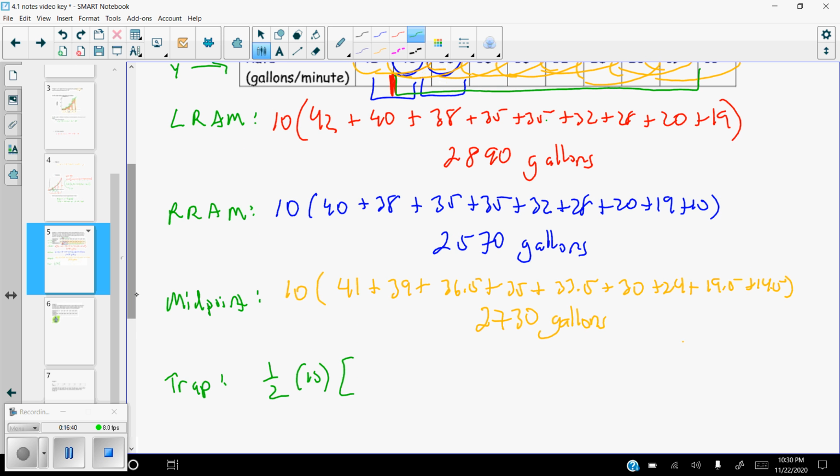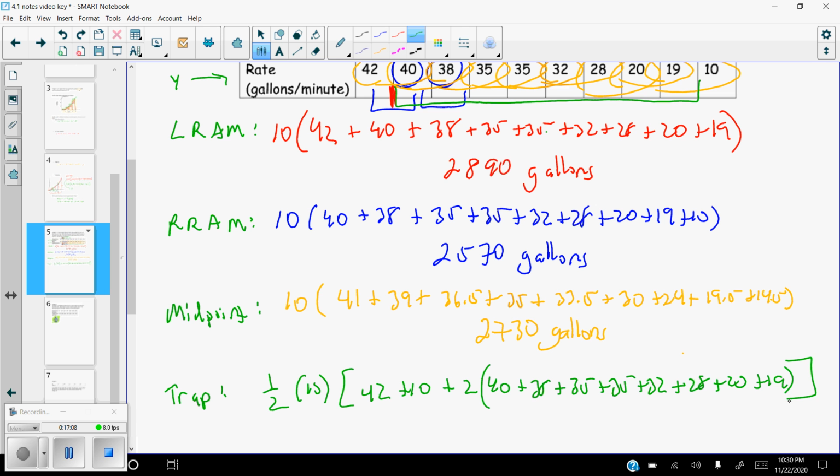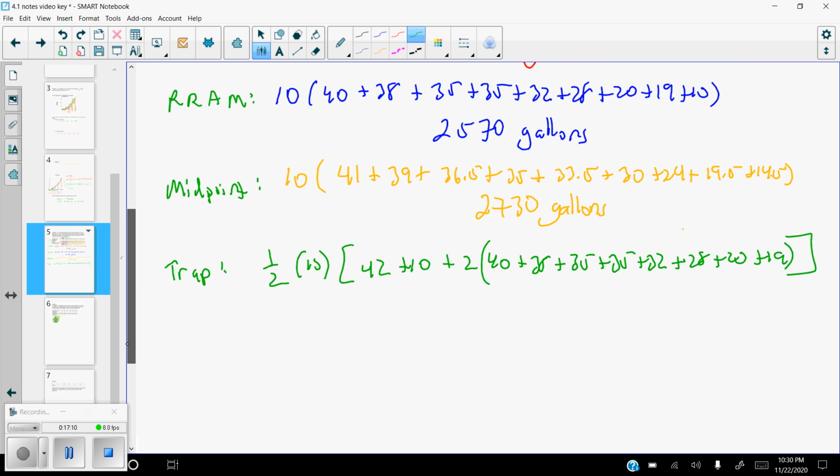So let's see if I can fit all this on the same thing here. So it looks like 42 plus 10, because that's the first and the last, plus twice all of the other bases: 40, 38, 35, 35 again, 32, 28, 20, and 19. Just makes it a little bit easier, a little less work than doing every single individual trapezoid. That would take a long time in a case like this.